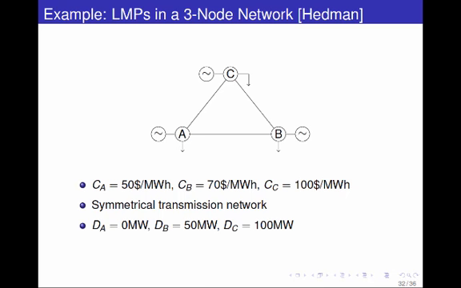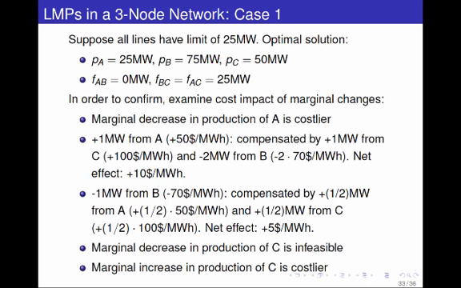So in the first case that we saw last week, the assumption was that each of the lines here had a capacity of 25 megawatts. And I argued that the optimal solution to that problem was this one over here. Generator A is producing 25, B is producing 75, and the most expensive one, C, is producing 50. Do you remember what the argument to prove that was from last week?